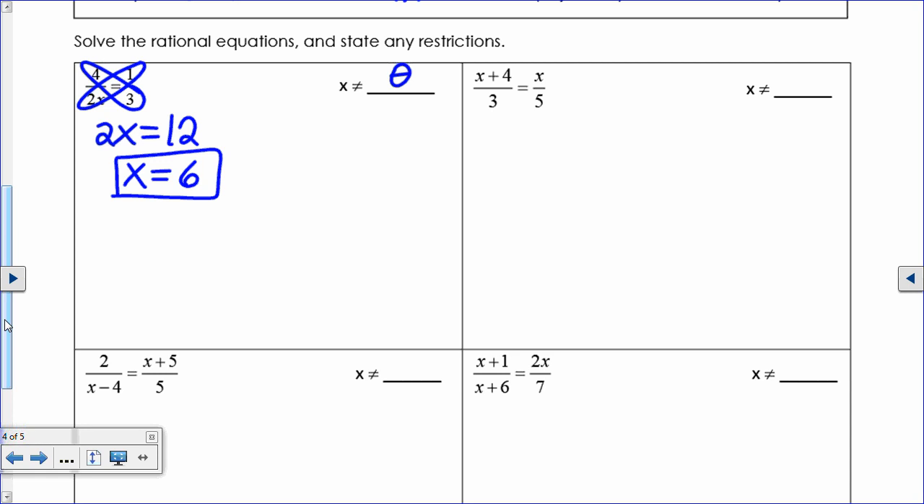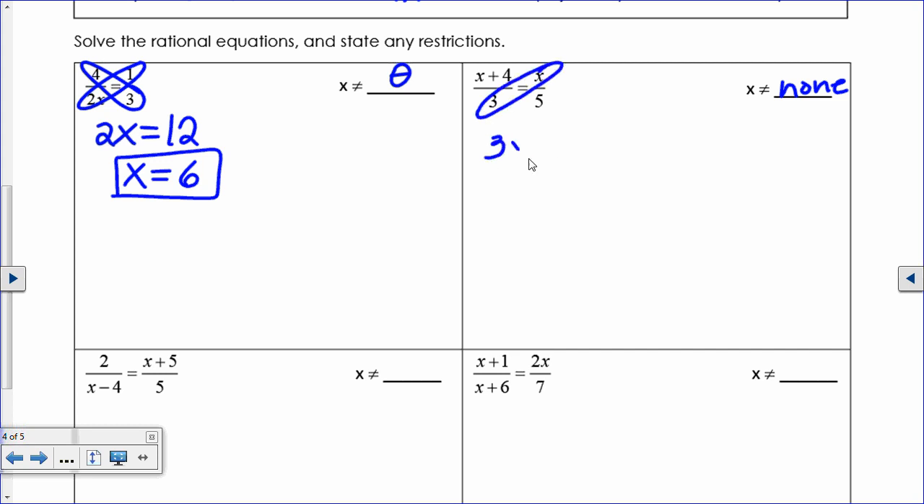Alright, moving over to this one. Where do you look for restrictions? Are there any x's in the denominator? No. So there are no restrictions. None. It's not 0. It's not the number 0. It's just there are none. Okay? Alright, cross multiply. So I'm going to multiply these two together.